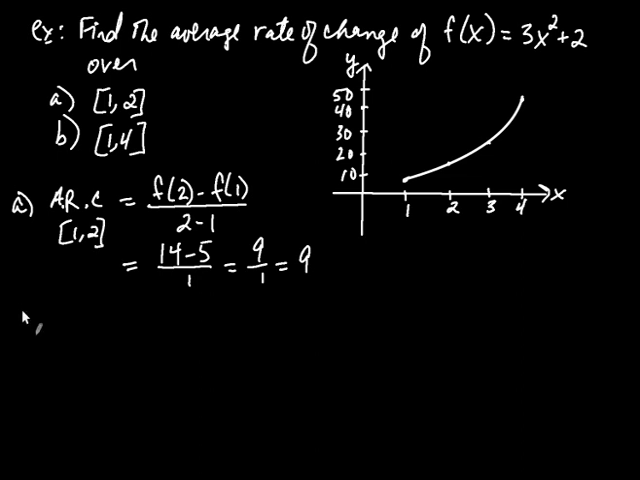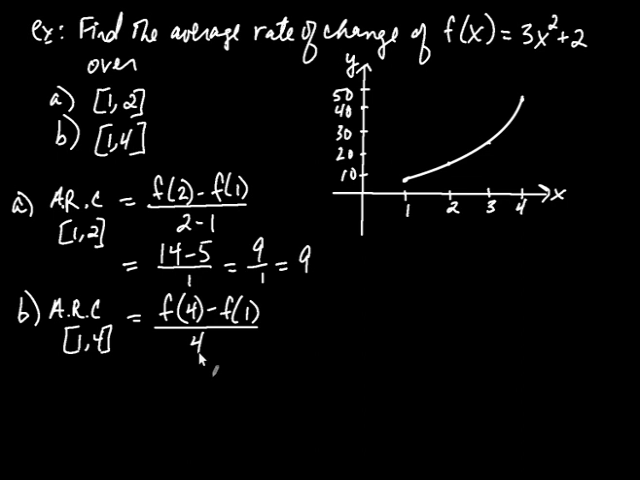Okay, and let's do the same thing, but now let's calculate the average rate of change of this function over the interval from 1 to 4. And that's going to be, by definition, f of 4 take away f of 1, divided by 4 take away 1.